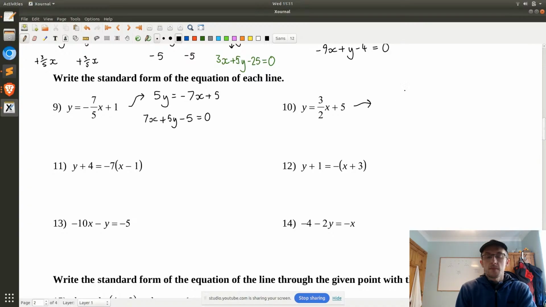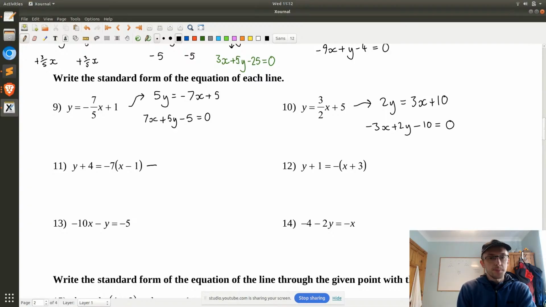Here, get rid of the fraction. Multiply both sides by 2. 2y equals 3x plus 10. Get everything to the left-hand side and make it equal to 0. Subtract 3x. Leave the 2y alone. Take 10. That's equal to 0. Excellent.